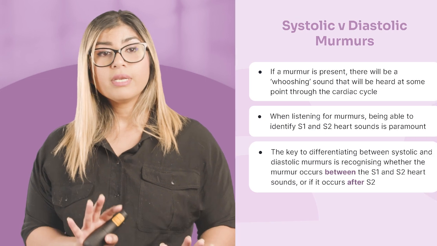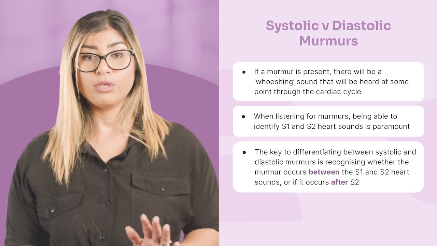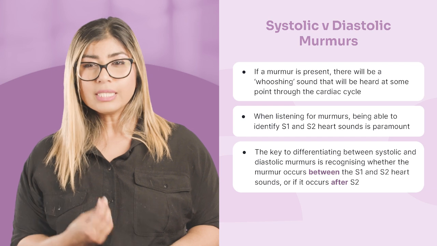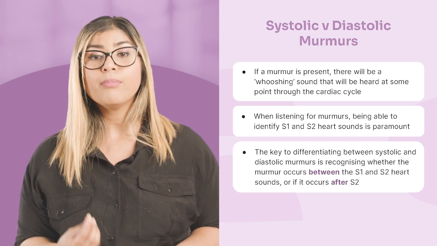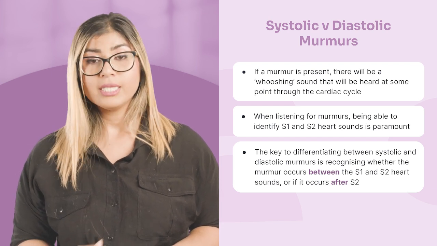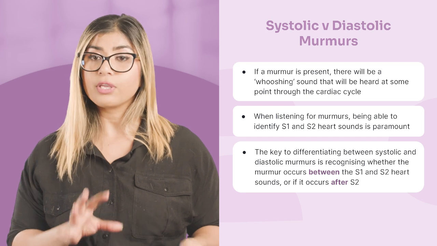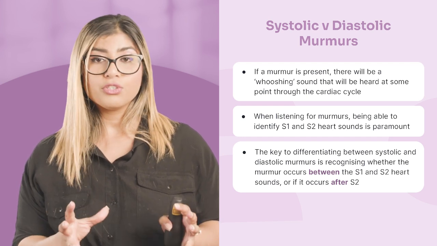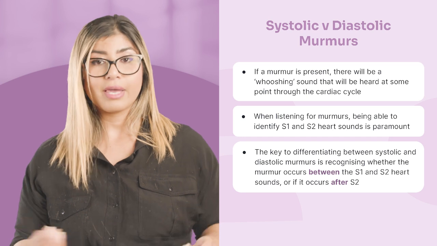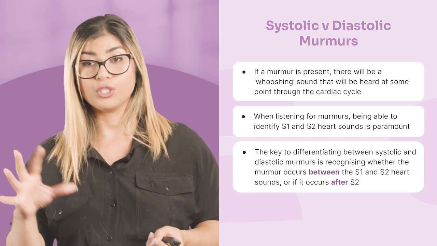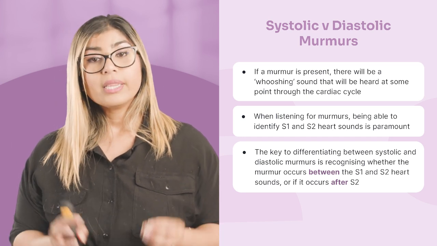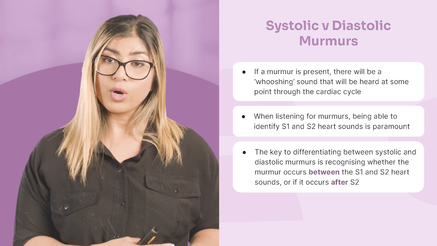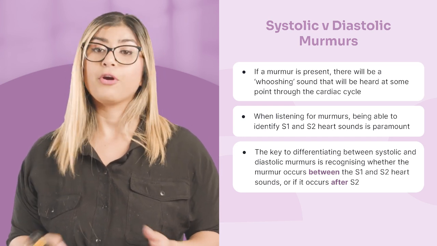So let's talk a little bit about systolic versus diastolic murmurs. If a murmur is present, there will be a whooshing sound that will be heard at some point through the cardiac cycle. This whoosh can sound very different, and I'll give you a link at the end that will link you to various sounds and how they might sound when we're looking at different types of murmurs. When listening for murmurs, being able to identify S1 and S2 heart sounds is paramount.